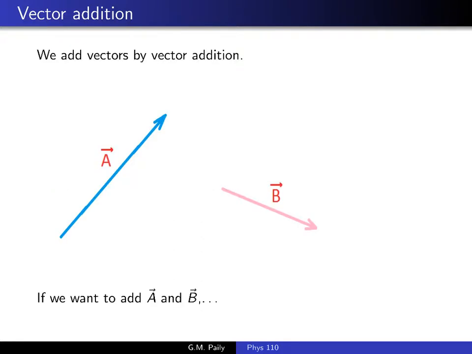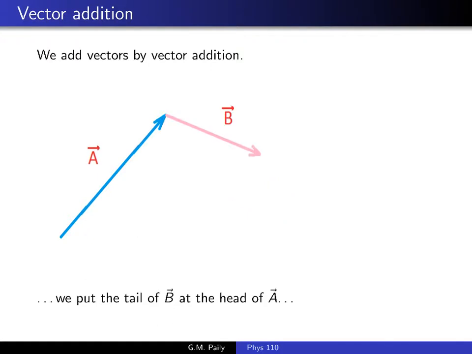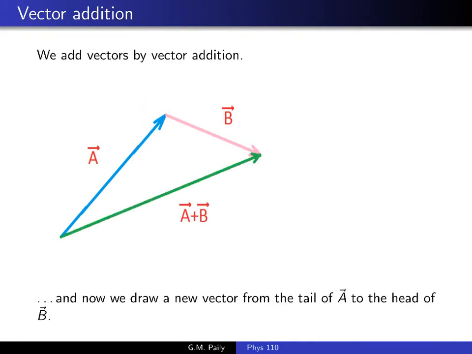So, vector addition proceeds as follows. If we want to add these two vectors, A and B, we put the tail of B at the head of A. So the head of A is where the arrowhead is, and we move B until its tail is at the tip of the arrowhead. And now we join the tail of A, which is free, to the head of B, which is free. And this is the sum A plus B. It goes like that.